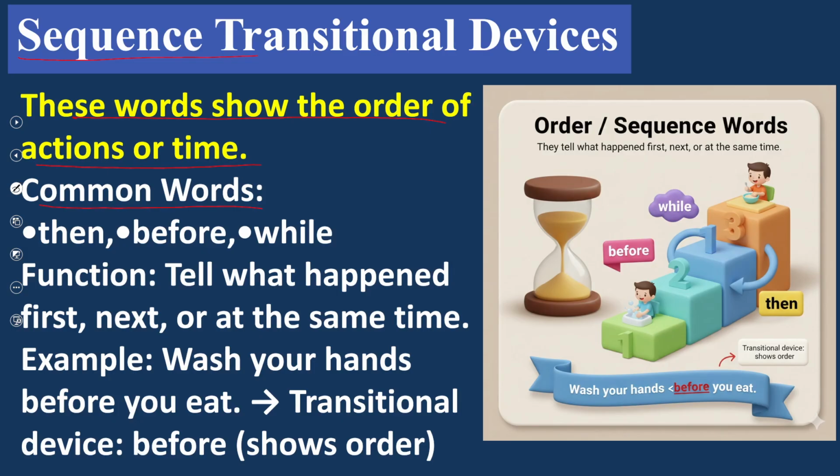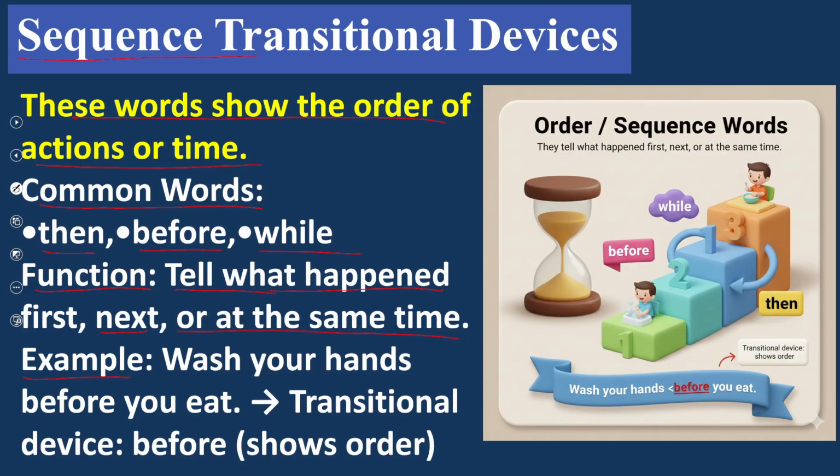Common words, it means common examples of sequence transitional devices are then, before, while. Right. Next, function of sequence transitional devices. These transitional devices tell what happened first, next, or at the same time. It means it shows order or sequence.